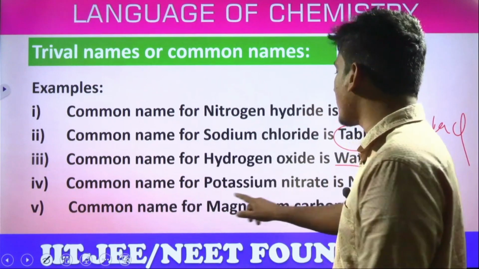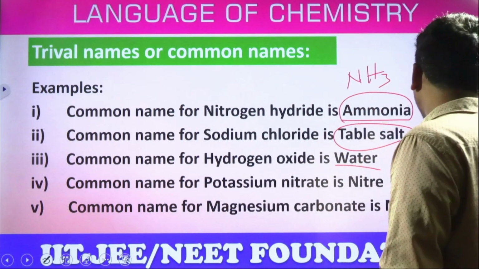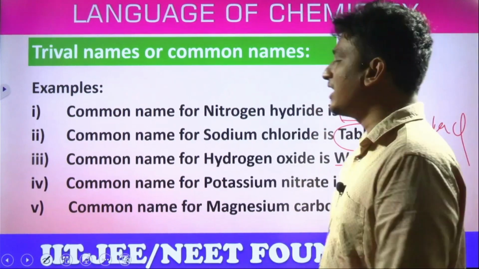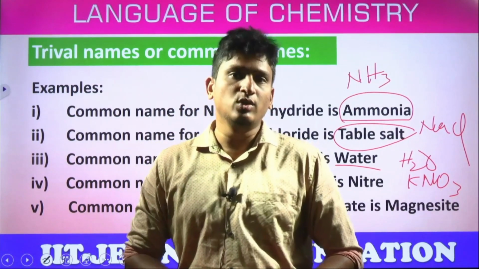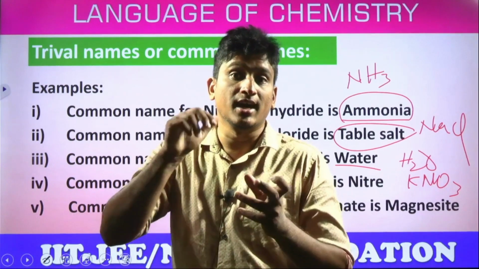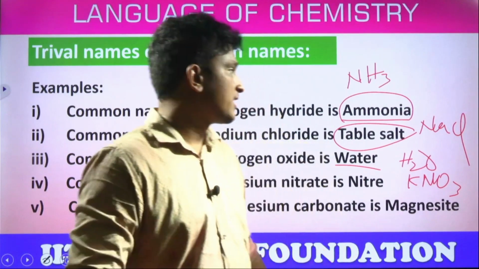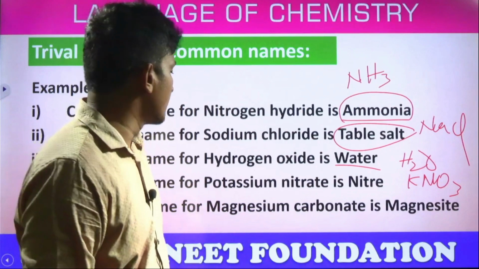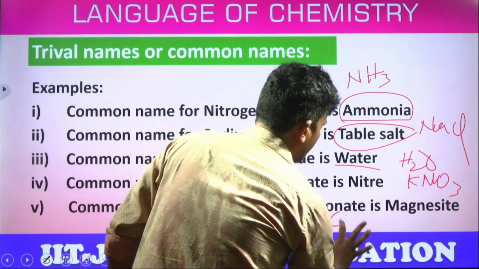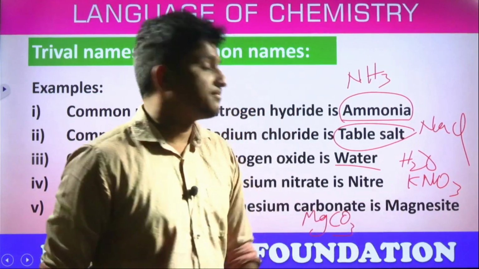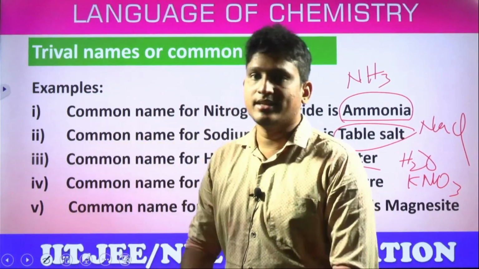Next, potassium nitrate, KNO3, commonly called niter. Why has this potassium nitrate also been in use from olden times? Because it is used in gunpowder. It is also used as fertilizer. Even ammonia is also used as a fertilizer. Magnesium carbonate, MgCO3, is also called magnesite. It comes from its ore.